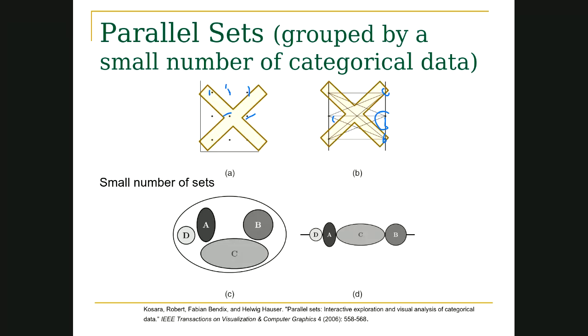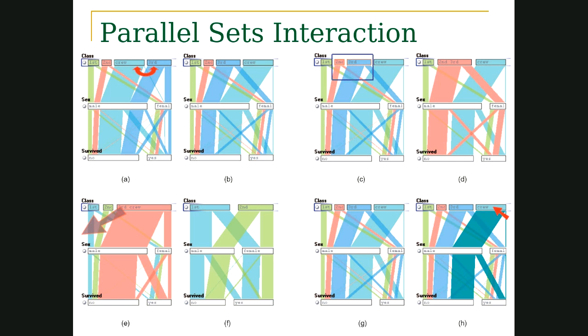In this case, they have 4 sets, A, B, C, D. So what they propose is these parallel set interaction. And these are the Titanic kind of information. So you see at the top is the class, so first class, and how many people survive, and well, I guess it's the opposite. This must be first class. It's too small for me to read it.